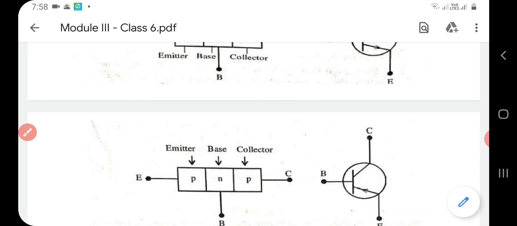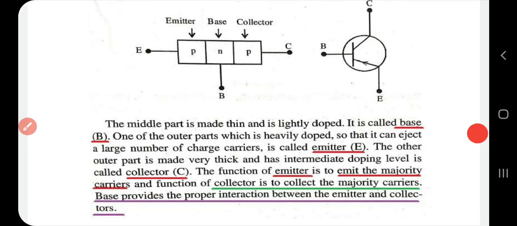Now we will see what emitter, base and collector are. The emitter is an outer part which is very heavily doped, and its function is to emit majority carriers. The collector is very thick and its doping level is intermediate, and its function is to collect majority carriers. Whereas the base is a thin and lightly doped region which provides proper interaction between emitter and collector.